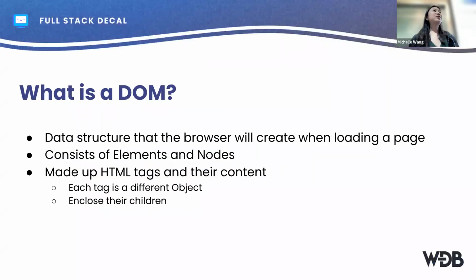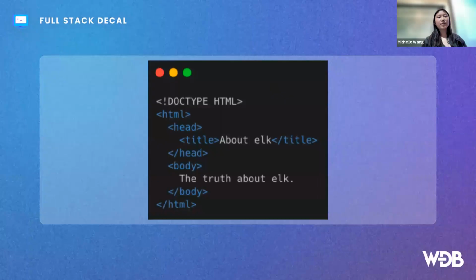It is a data structure that the browser will create when loading a page. So if you've taken 621B or anything, it's literally just a data structure. And it kind of has the structure of a tree. So it has elements and nodes, and each HTML tag is its own node, and the content is the child node of each element.